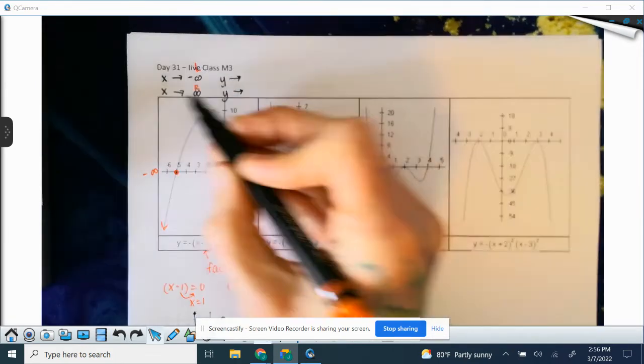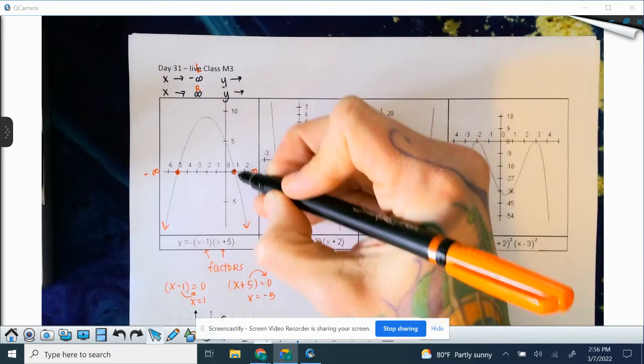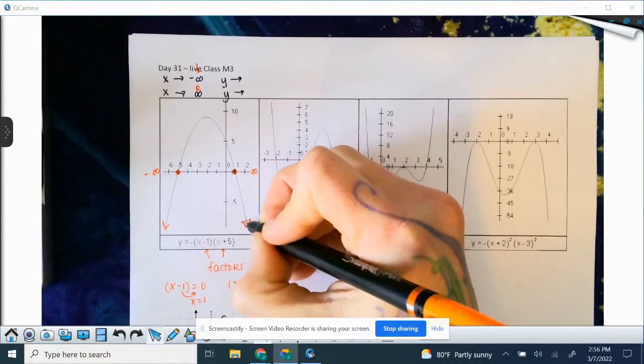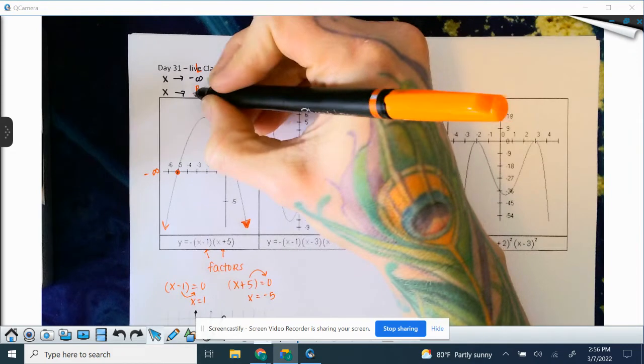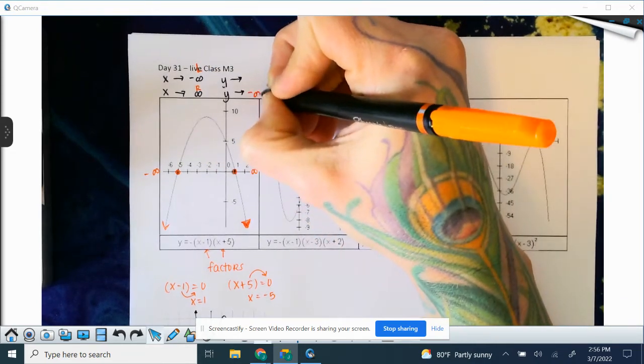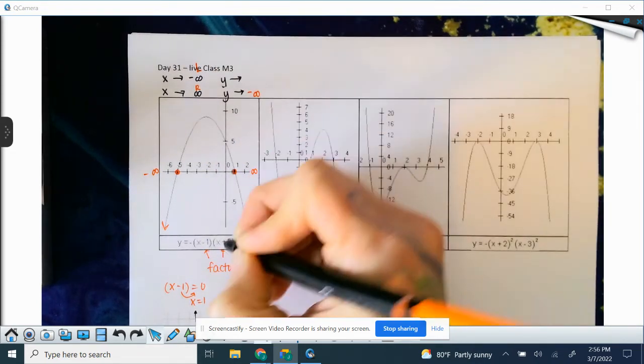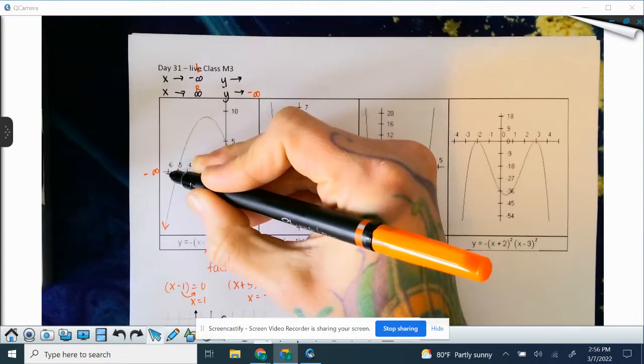So as I look to the right, my y values are going down, and that's because this arrow is pointing down. So as I look to the right, -infinity is down, and then as I look to the left, it is also down.